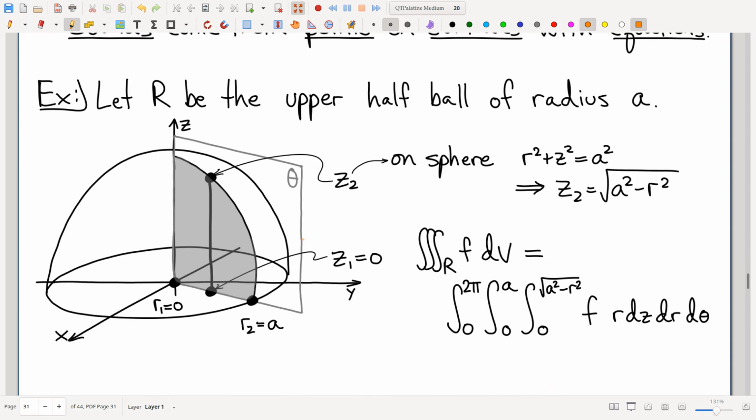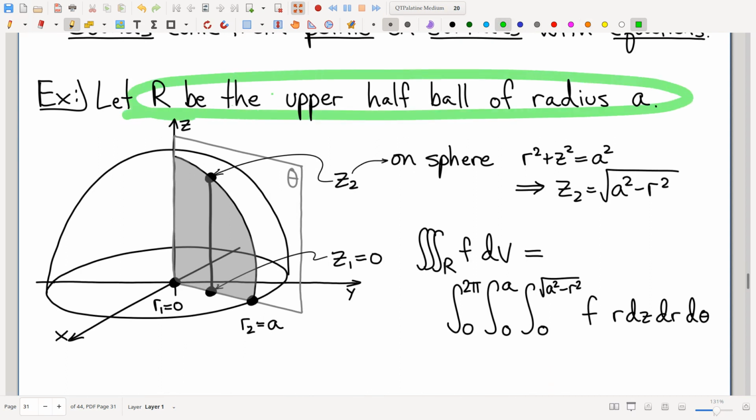Okay, here's an example. Let's look at this domain right here. It's what I've got in this picture like so. And how would I do this? I'll recognize first, if we use rectangular coordinates, square roots everywhere. Nightmare. Probably. Right? Highly undesirable.